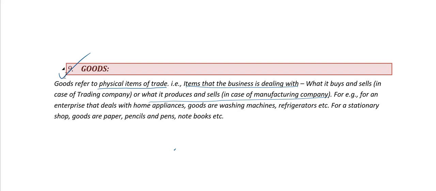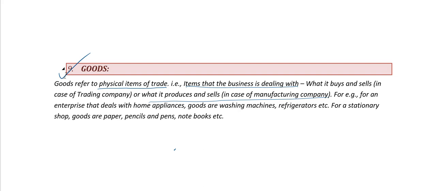So whatever the business buys and sells if it's a trading company, and whatever the business manufactures or produces and sells in the case of a manufacturing company, this is called goods. Goods are physical items of trade.